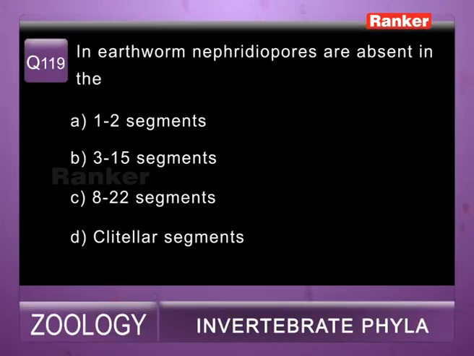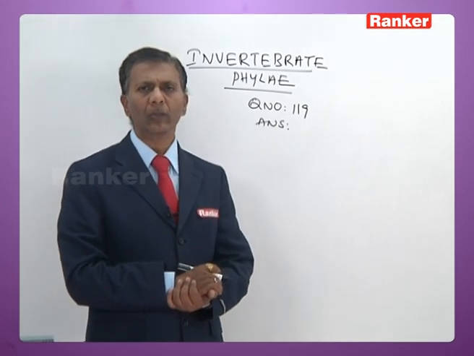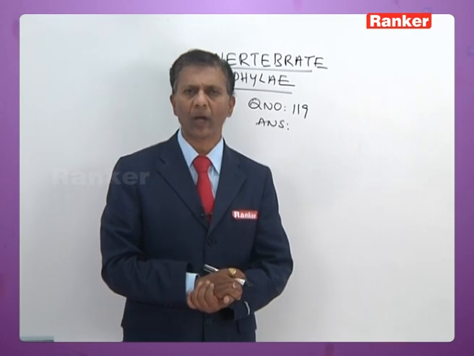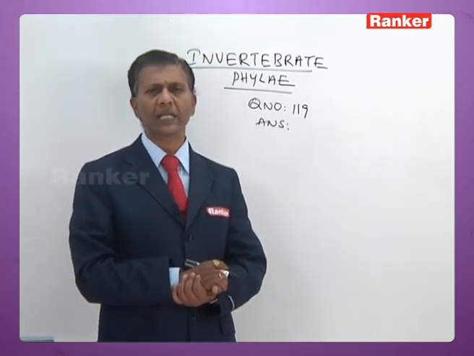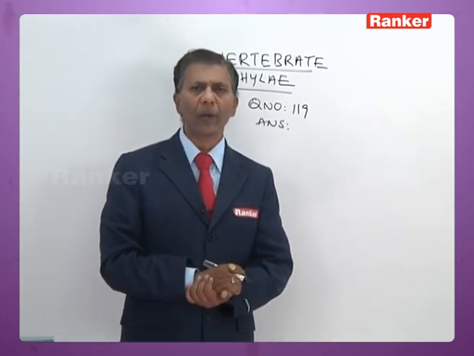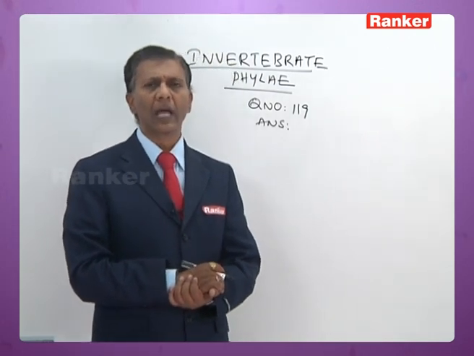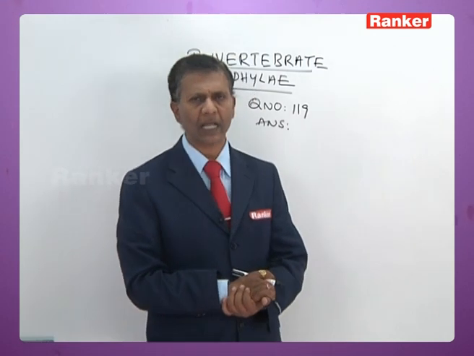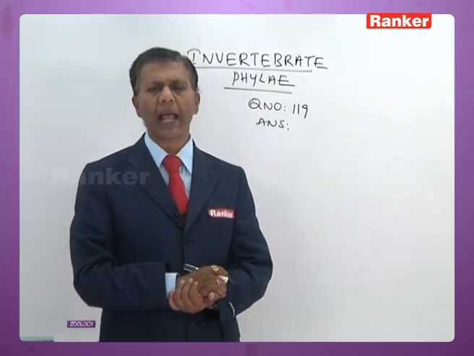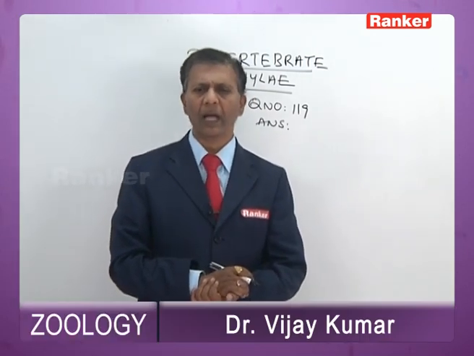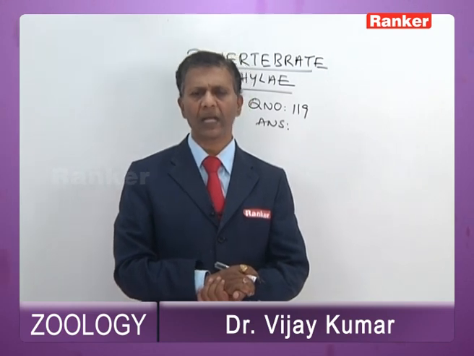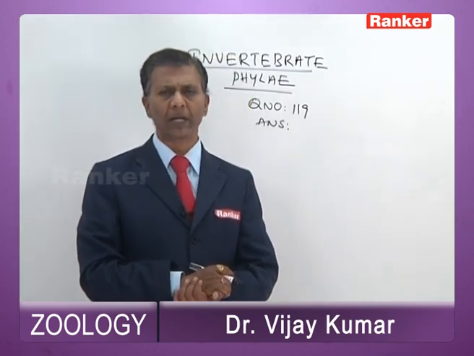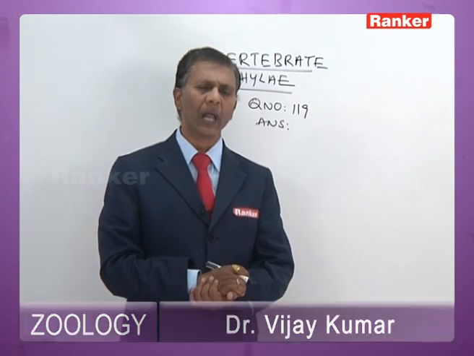119th question. In earthworm, nephridopores are absent in. Now in earthworm here now, the integumentary nephridia, which are also called micronephridia, they are present just beneath the skin here now. They open to the exterior through nephridopores. Nephridopores are present from third segment to the last segment. They are absent in first segment and second segment. So they are present from third segment to last segment.